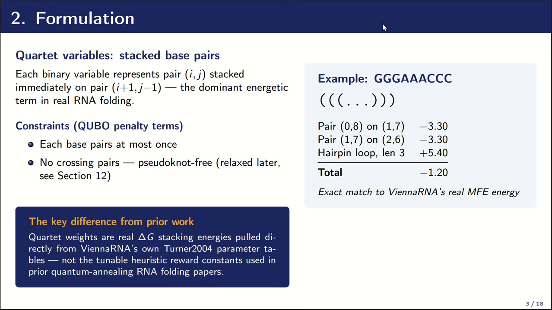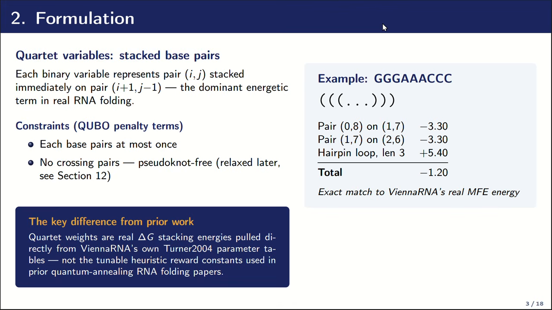So coming to the formulation, the actual math, I represent RNA structure using what I call quartet variables, one binary variable per stacked base pair. So a variable represents whether pair i,j is stacked immediately on pair i+1, j-1. That's the dominant energetic contribution in real RNA folding. Adjacent stacked pairs are what actually stabilizes a helix.